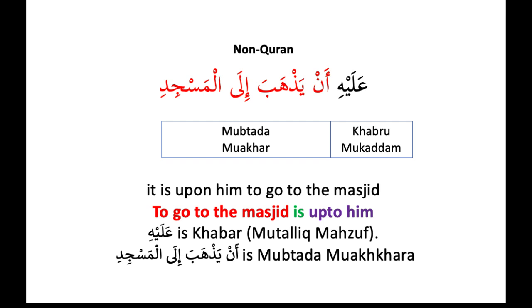عليه. It's up to him. أن يذهب إلى المسجد. To go to the mosque. Now, if you rearrange the sentence to give a proper meaning, to go to the mosque is up to him. It is his duty. It is his responsibility. So, as I said in the beginning, if you can add is, am, are, something like this, auxiliary verbs, then you can separate the Mubtada and Khabar.